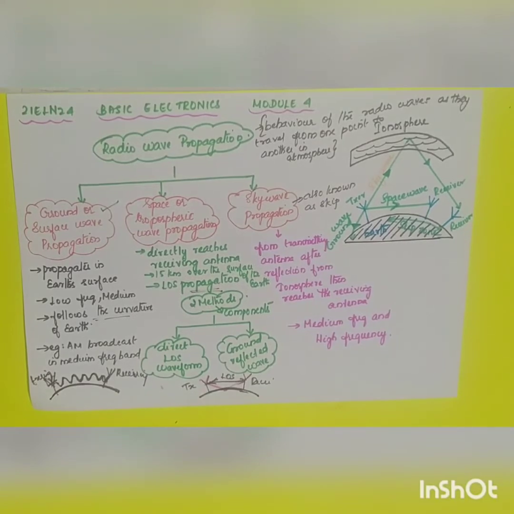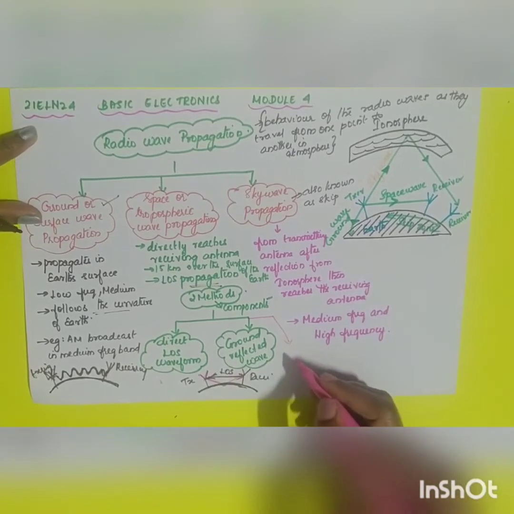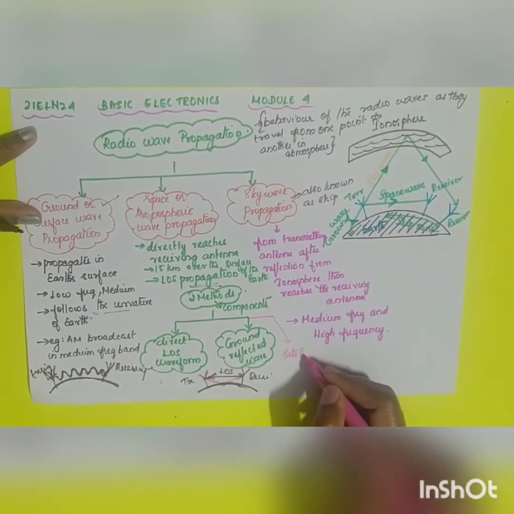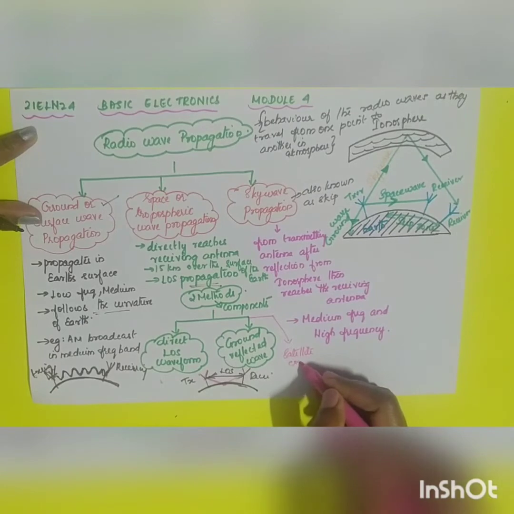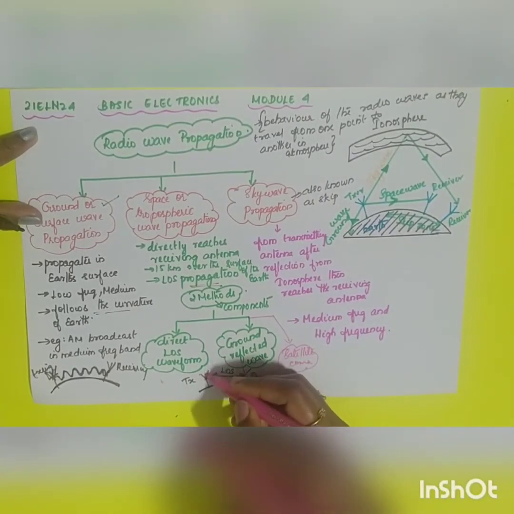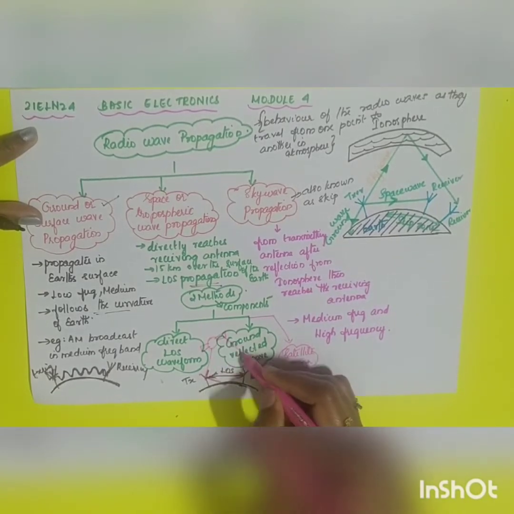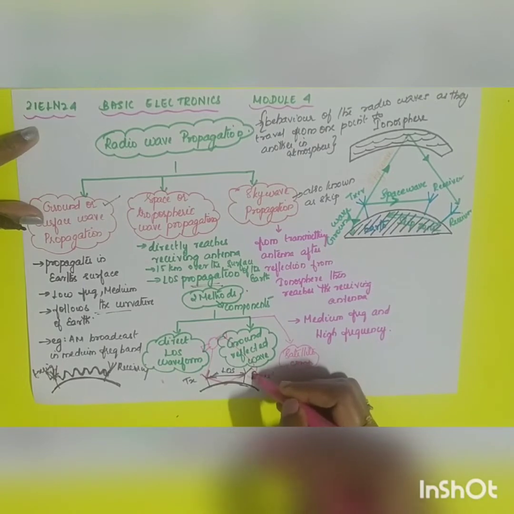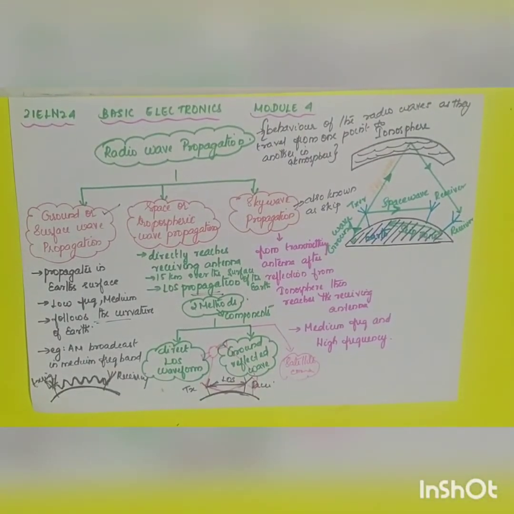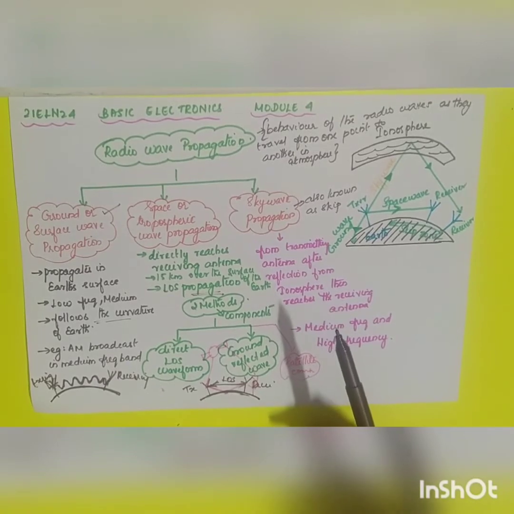And there is one more component, which is used in satellite communication. What happens in satellite communication is that the transmitting antenna sends the signal, and it directly reaches the satellite. From the satellite, it reaches your receiver. Such wave propagation also comes under this category, space or tropospheric wave propagation.